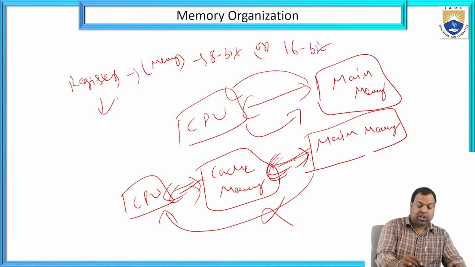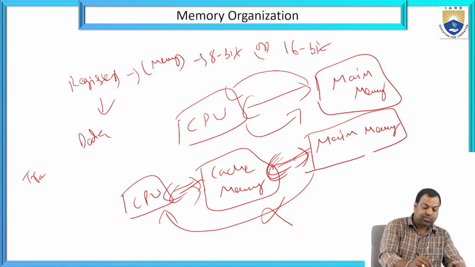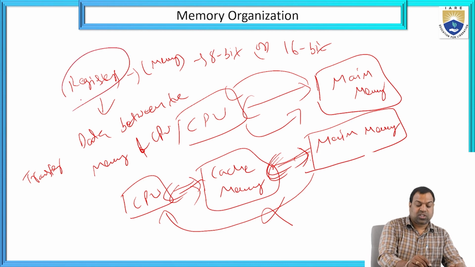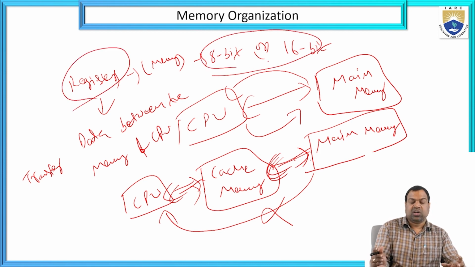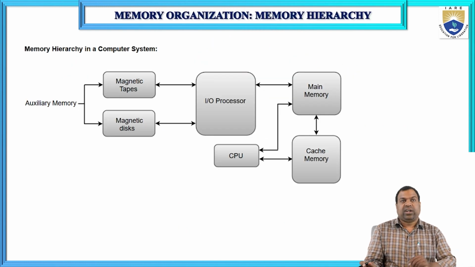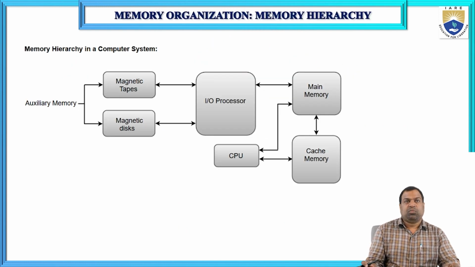But here, what is the use of a register? It transfers data between the memory and the CPU. So registers are 8-bit or 16-bit, and a small amount of data will be transferred between the memory and CPU. And here, the memory hierarchy in a computer system.